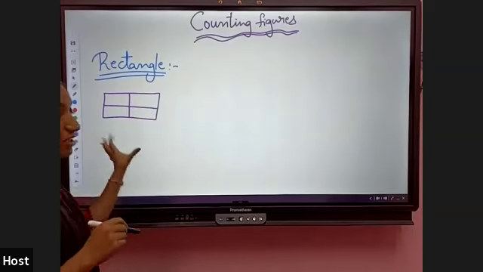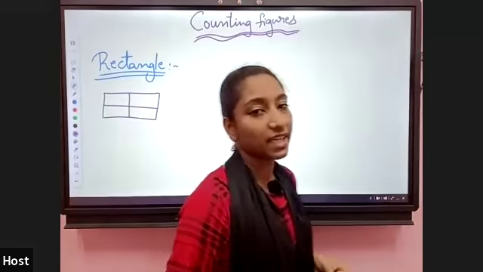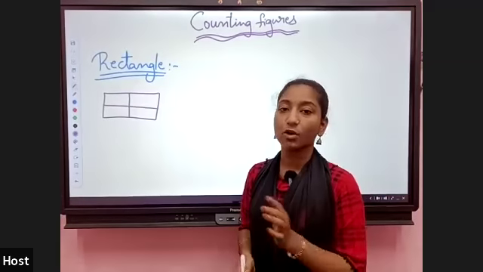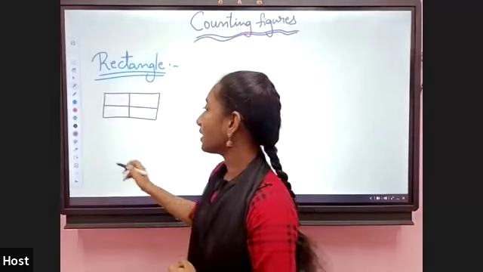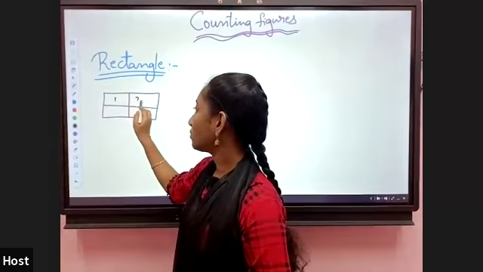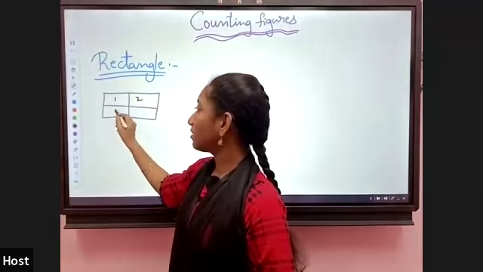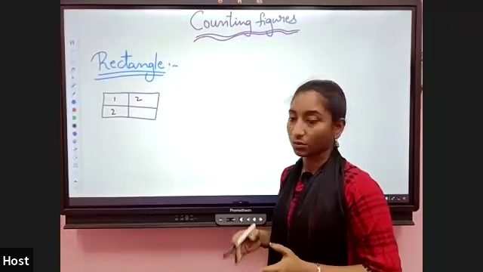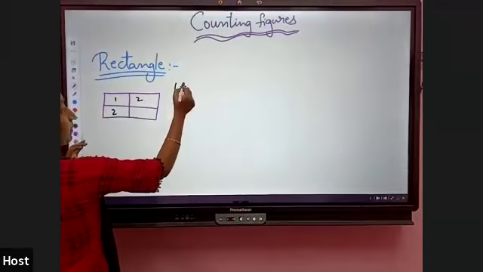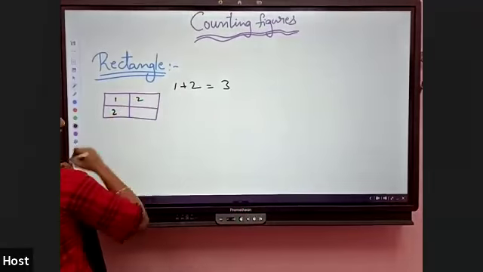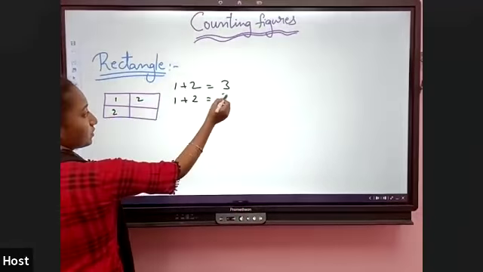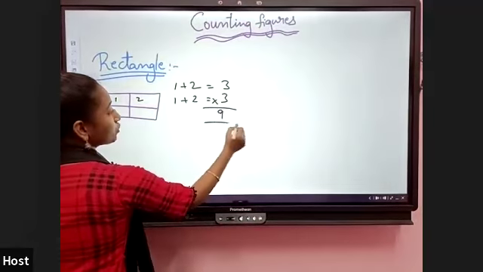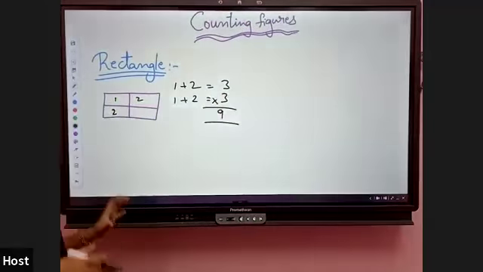From this figure we should find how many rectangles are there. Firstly, let us know how many rows and columns are there. Here 1, 2, these are the columns. 1, 2, these are the rows. There are 2 rows and 2 columns. Now we should add 1 plus 2, how much? 3. Next we should add the rows also, 1 plus 2 equal to 3. Now we should multiply the answers. 3 times 3 is 9. So there are 9 rectangles in the given figure.